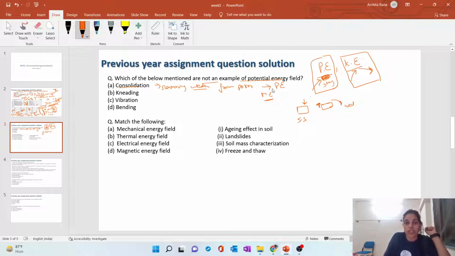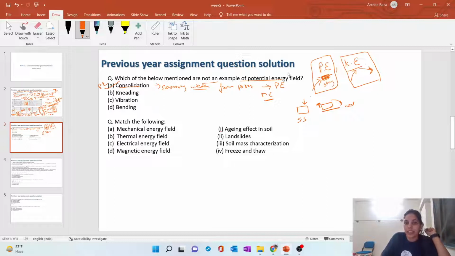So that is how it is mechanical. The energy that you provided to the system stays in it, and it helps in keeping its form intact. So consolidation is a type of potential energy.